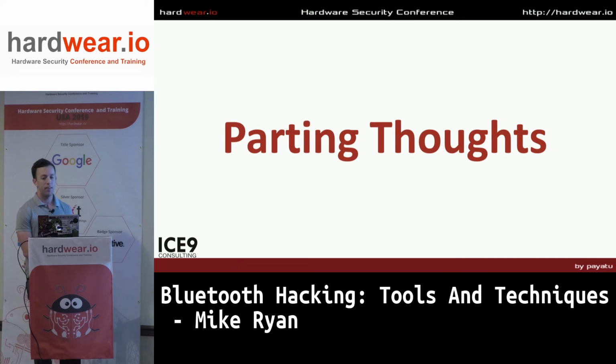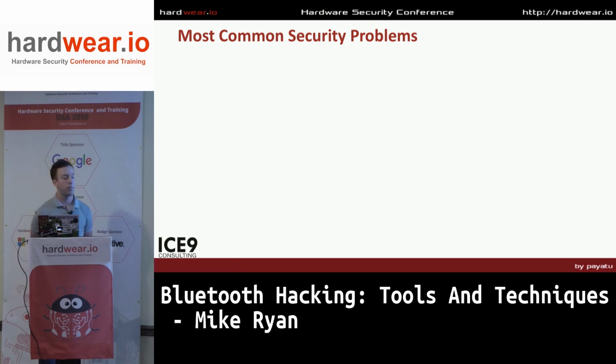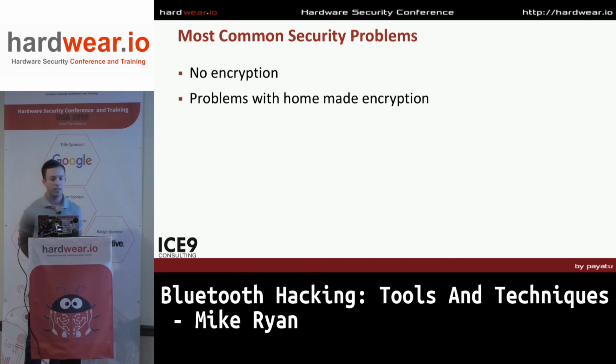Parting thoughts, wrapping things up. What are the most common security problems that I've encountered? Devices using no encryption. We saw it in 3 of our 6 use cases, and 50% of devices pretty much reflects what I've seen out on the market. There are problems with homemade encryption. We didn't really see it so much here, but many of the times that I've seen devices that use custom encryption, there's some kind of an encryption flaw, be it reuse of a key, improper use of algorithms, all sorts of stuff. Be very, very careful if you're implementing custom encryption.